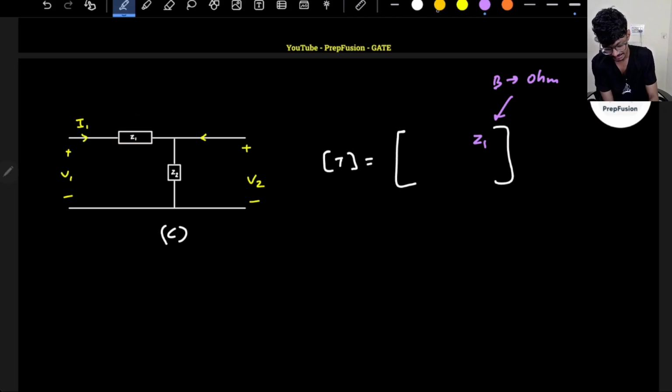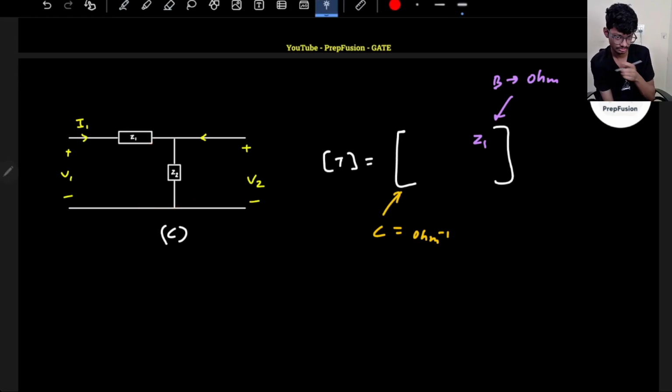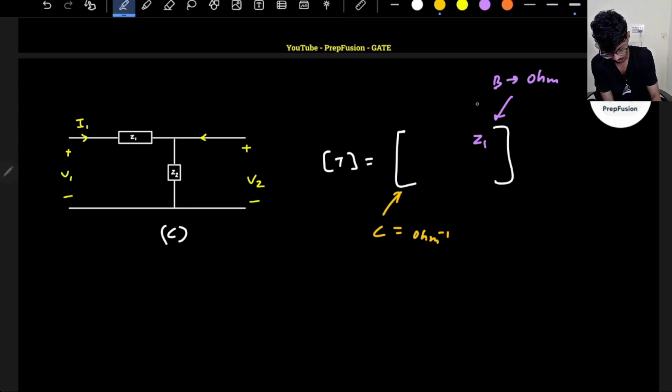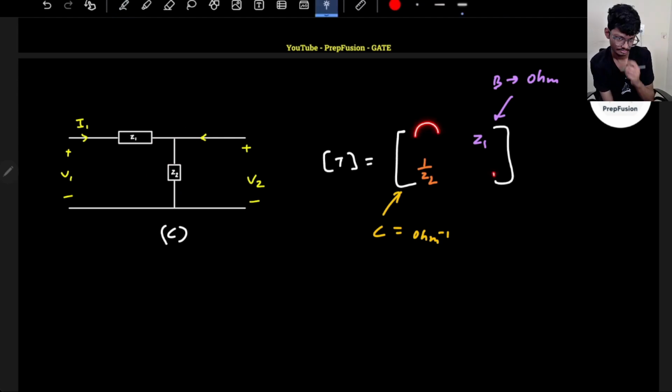Now C has the unit of ohm inverse, so I will choose the shunt element. Whenever things are in parallel, I tend to go towards conductance. So what is the admittance of this shunt element? It is 1 by Z2. It's done, right? Now I just have to think about the remaining elements.